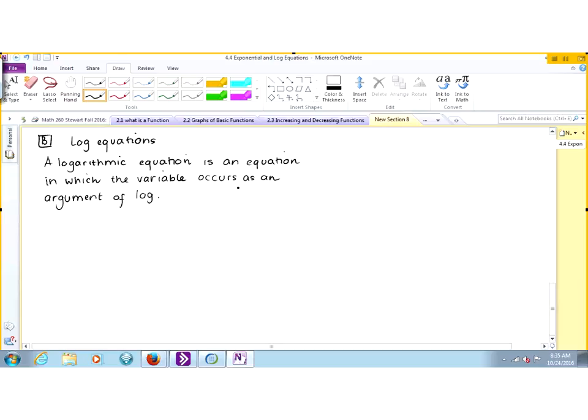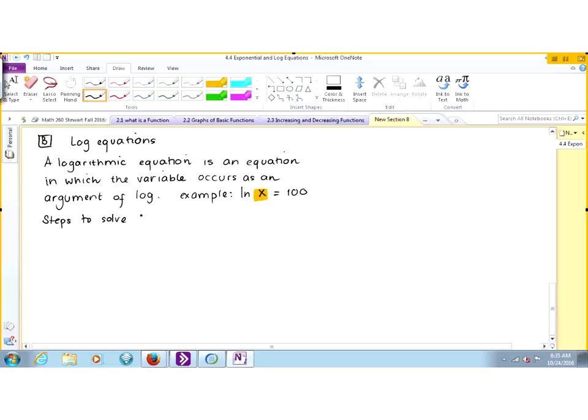For example, ln x is equal to 100. So x is called the argument. It follows the log expression. It follows the log, basically. So how do you solve these?